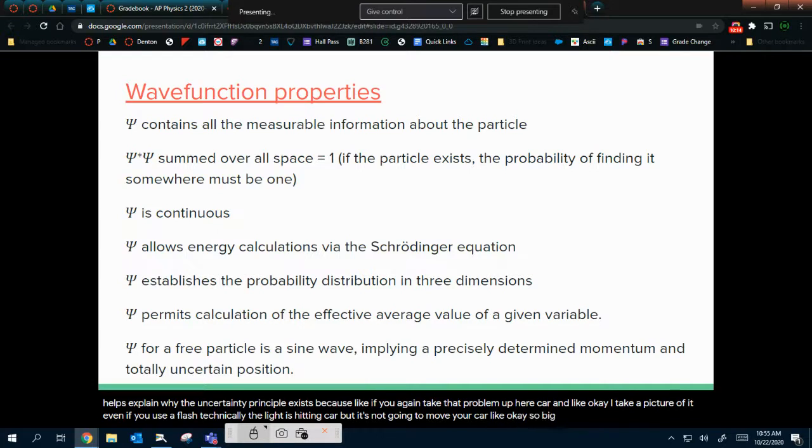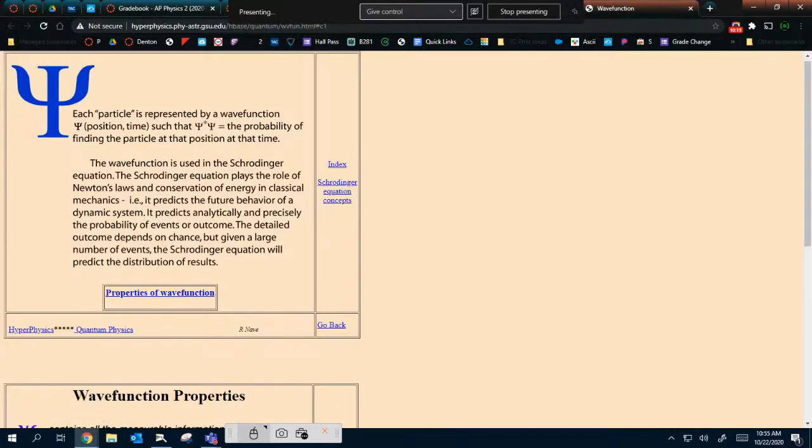Okay, so wave function properties. I believe this link here is to a web page. Oh, that's a very cool website. This is the HyperPhysics textbook. I'm not going to go over this. Essentially, here, this talks about probability.